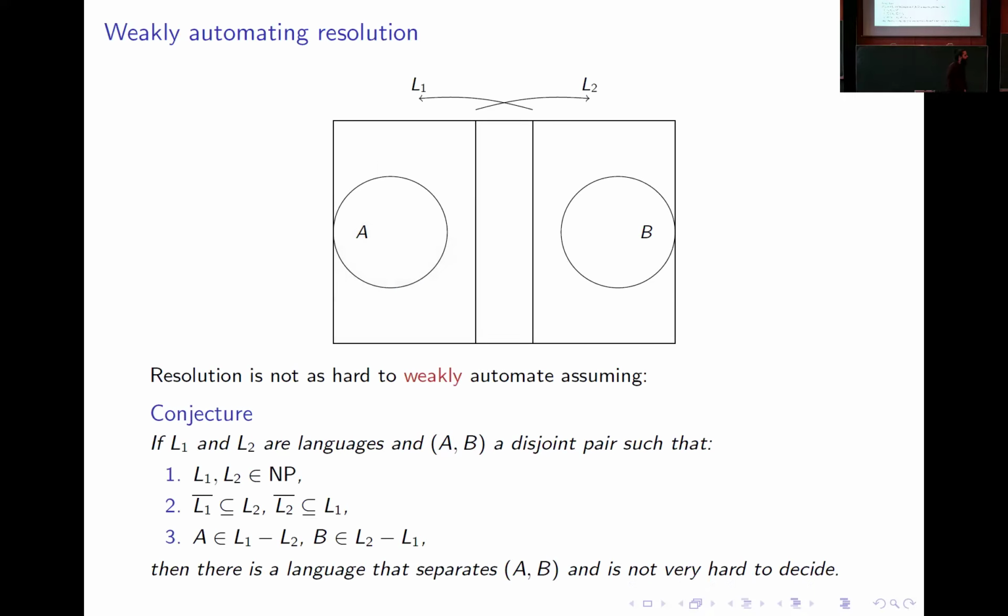I have a question. You're saying it's not so hard to weakly automate? What do you mean by that? I don't know, I could be totally wrong about this, but my sense is that the problem is: if you have this situation, find a set that separates A and B, and it's not hard to decide.